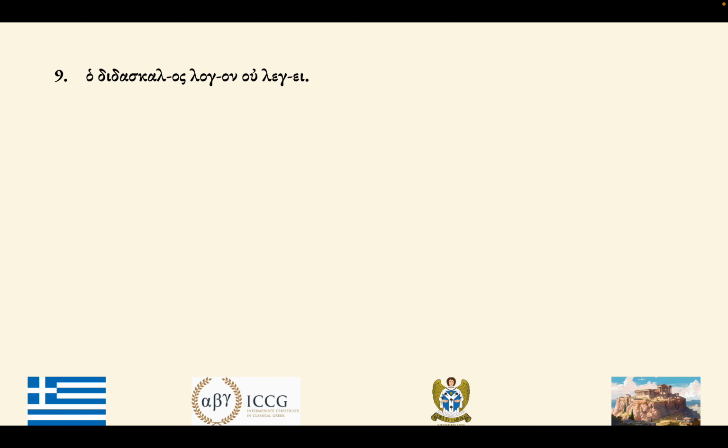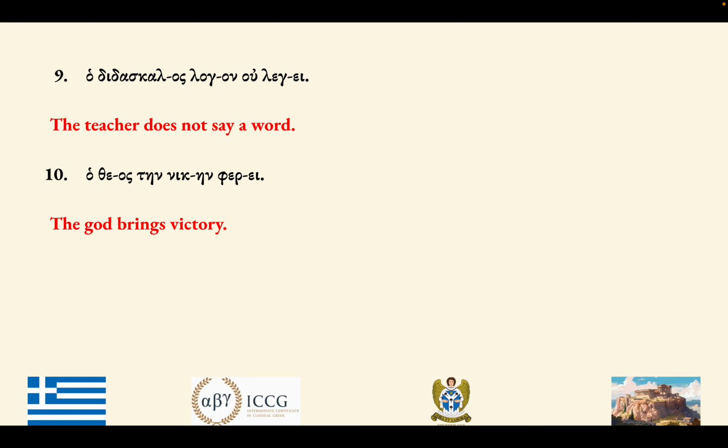Okay, then number 9, hodidaskalos logon ou lege. The teacher does not say a word. And notice we don't say the word here because that would be ton logon, right? Logon on its own just means a word. Then number 10, ho theos ten niken fere. The god brings victory. Again, Greek says the victory, ten niken, but in English that wouldn't sound very natural, so we would just say victory.